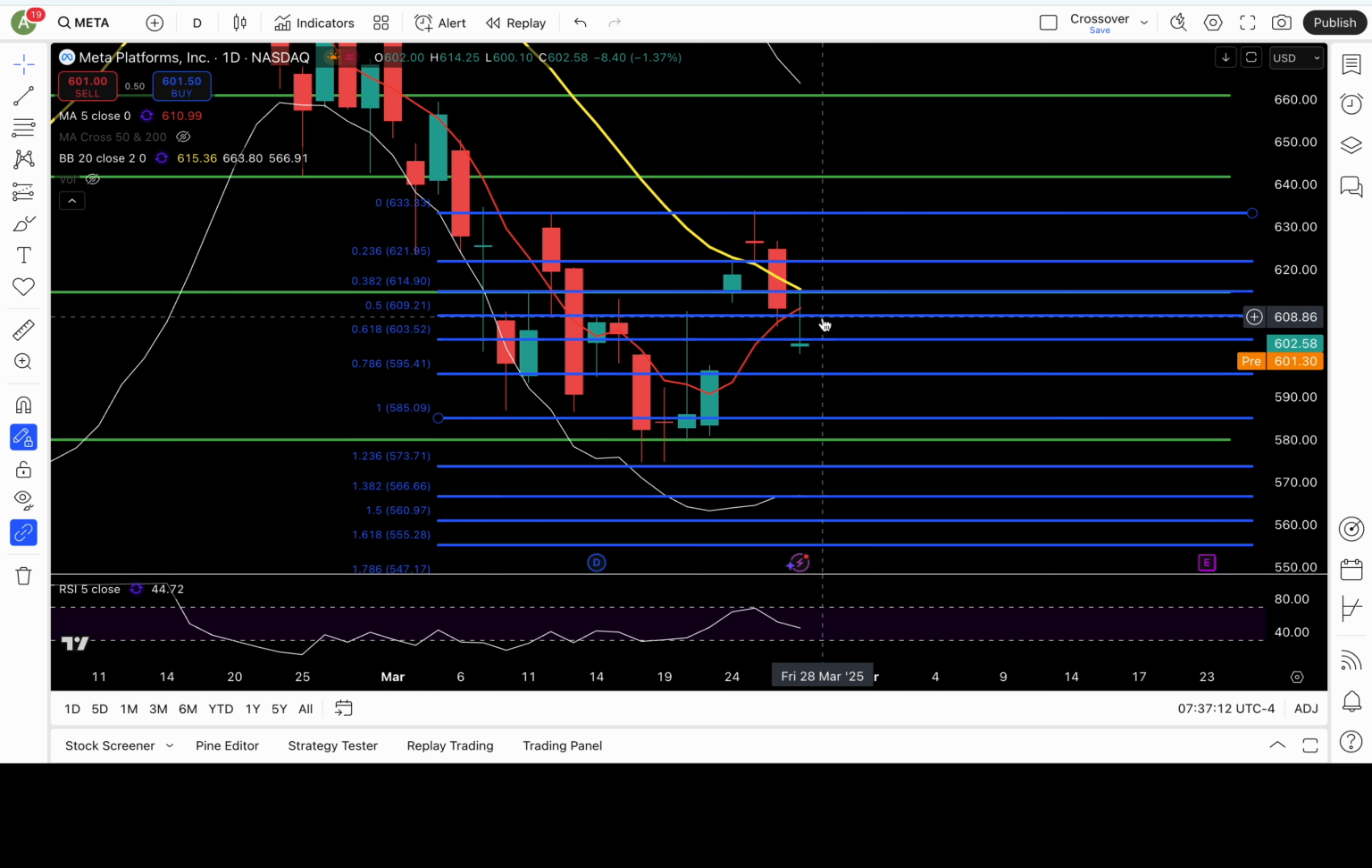Trust no bounce unless 602 and 603.5 can clear. That would put 605, 609, and possibly all the way back up to 615 in play. Above 615, I would definitely be bullish. That would be a recapture of a fib level and the 20 daily moving average.